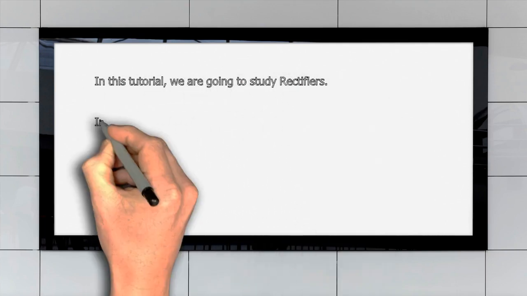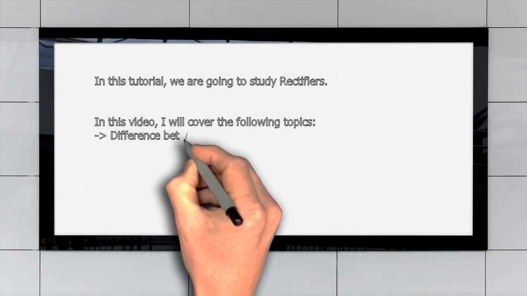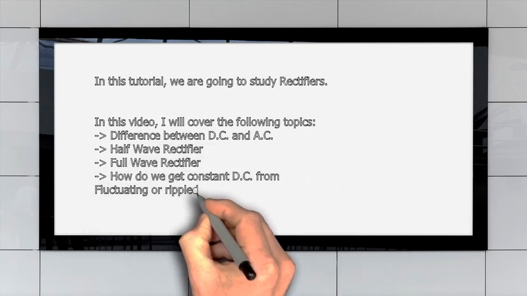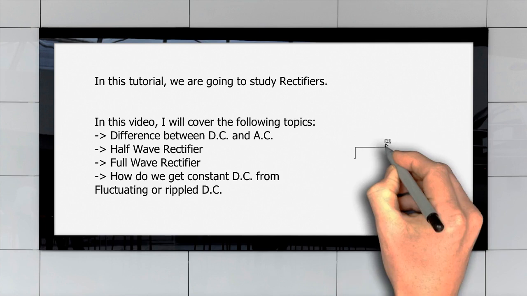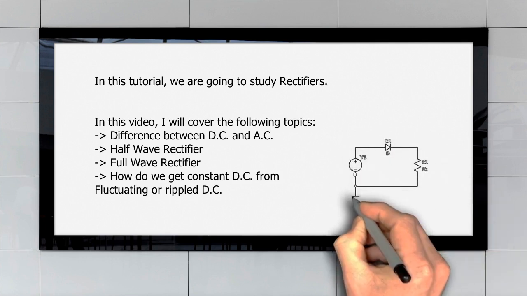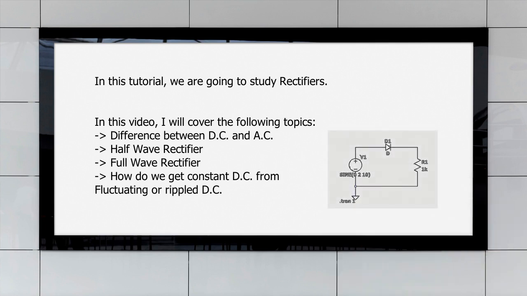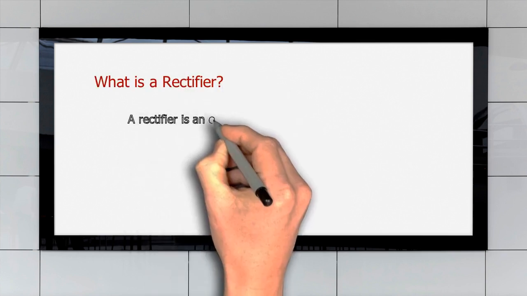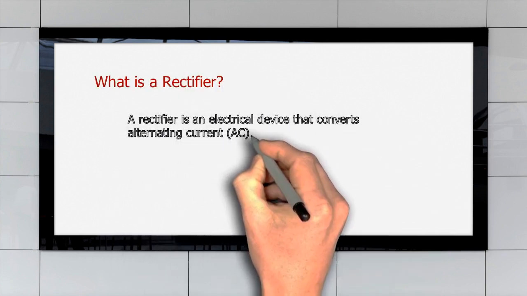Welcome friends, in this tutorial we are going to study about rectifiers. In this video I will cover the following topics: difference between DC and AC, half wave rectifier, full wave rectifier, and in the last of the video we will cover how we get constant DC from fluctuating or rippled DC. So first let's understand what is a rectifier.